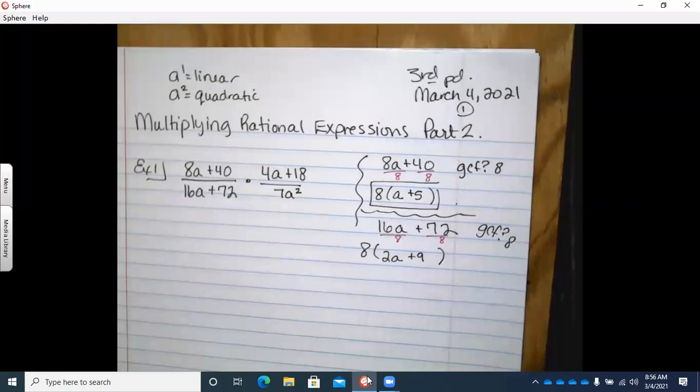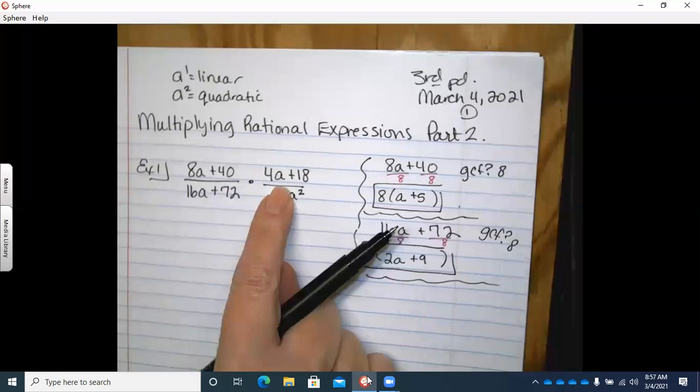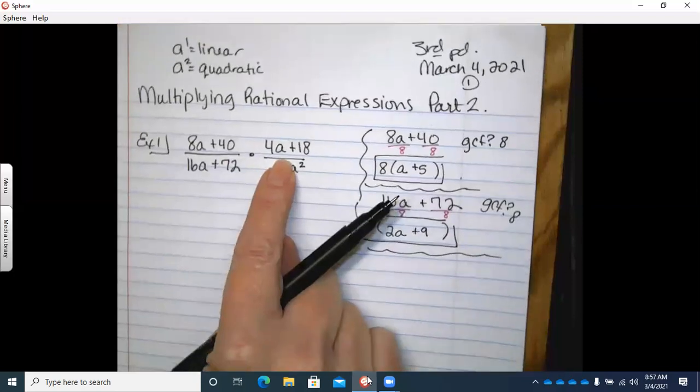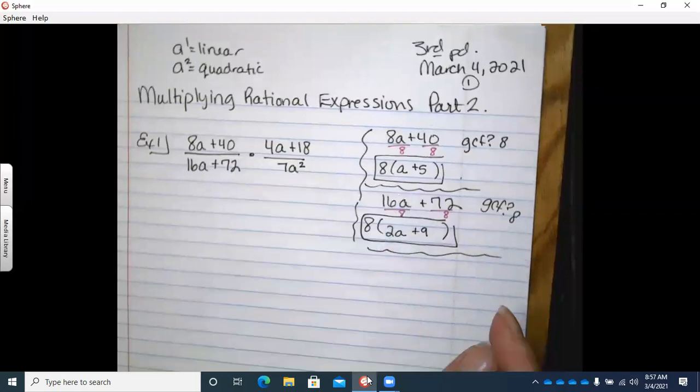Now let's look at 4a plus 18. Is that linear or quadratic? Linear. So the only way to factor a linear expression is if it has a GCF.